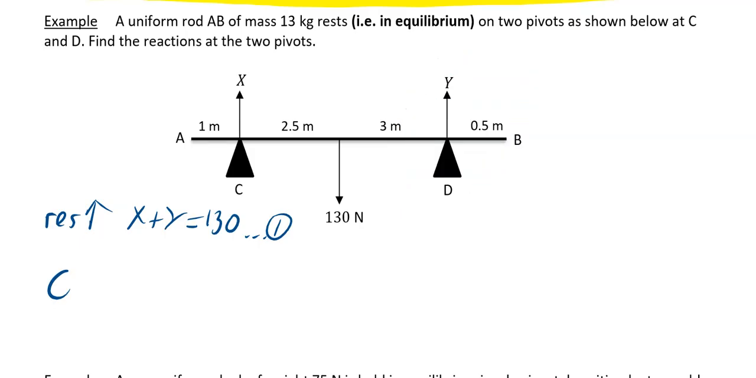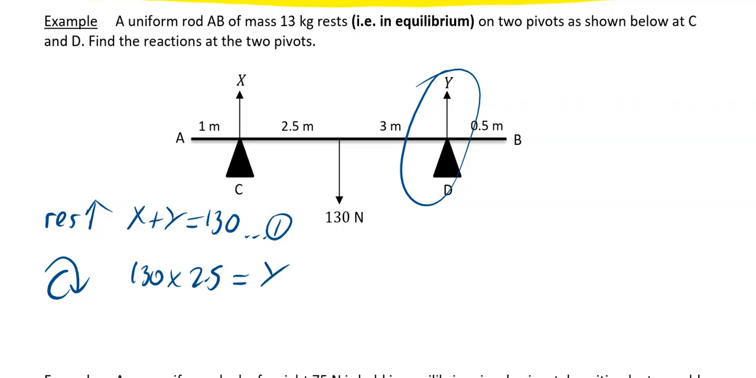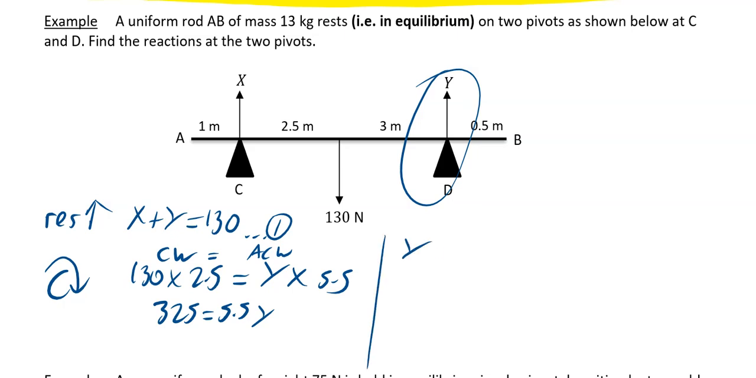So first of all, the first thing I'm going to do is take moments about C. Taking moments about C, I've got clockwise 130 newtons times 2.5, and that equals anti-clockwise, and my anti-clockwise force is Y times 5.5. I could have written that a bit differently. I'll just say my clockwise is equal to anti-clockwise, and then if we work that out, you're going to have 325 is equal to 5.5 Y.